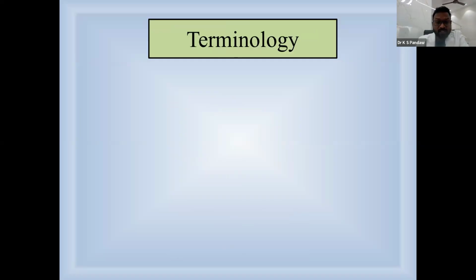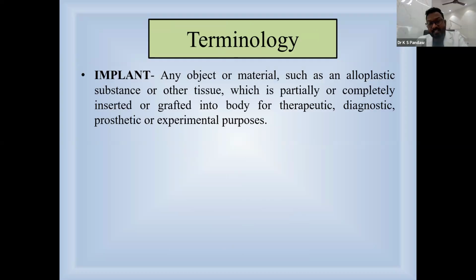Let's understand what an implant is. An implant is any object or material which is placed or grafted into the body for any particular reason, like for a therapeutic reason, for diagnostic, prosthetic, or experimental purposes. So it is called an implant.